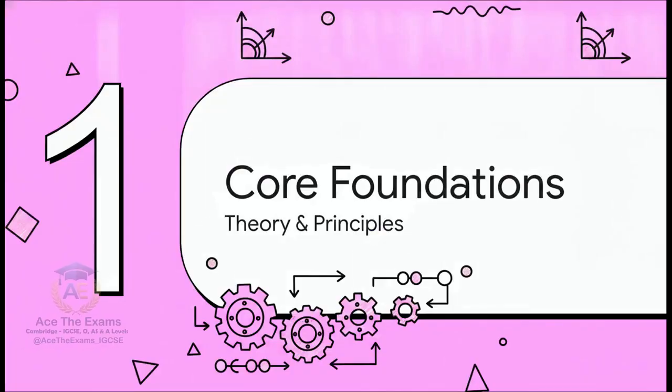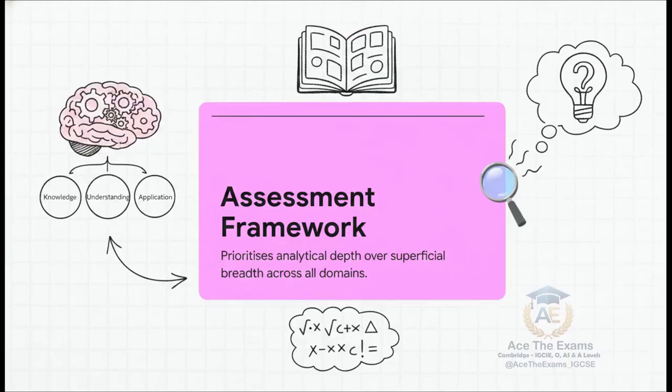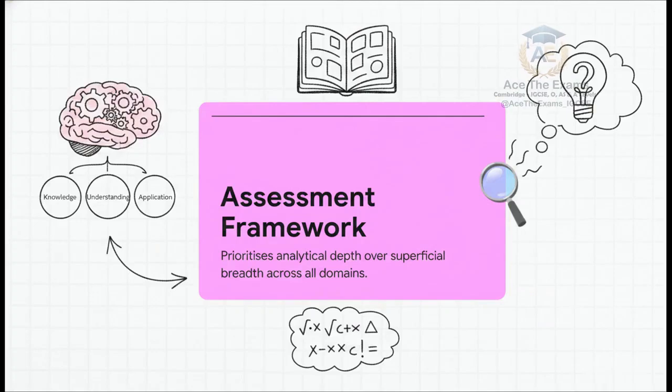Let's dive right into the foundational architecture of Argand diagrams, which relies heavily on precise definitions and causal relationships. The core assessment framework laid out by Cambridge isn't just about memorizing facts or remembering the formula for the modulus. It actively prioritizes analytical depth over superficial breadth. It assesses your cognitive ability to apply logical, structured reasoning across 3 main domains: your knowledge, your understanding, and your application. They want to see exactly how you think geometrically and algebraically.